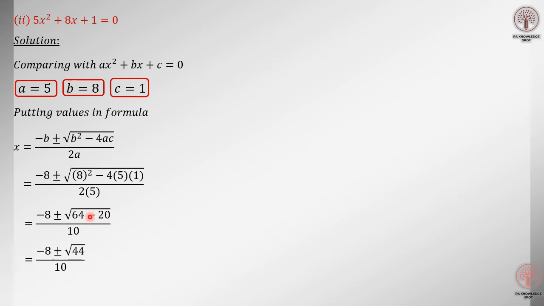Then, when you do the subtraction, you will get 44. Now, you know that 44 is not a prime number. This means we can solve it further. That is, 2 2s are 4, 2 22s are 44. 2 11s are 22. 11 ones are 11.